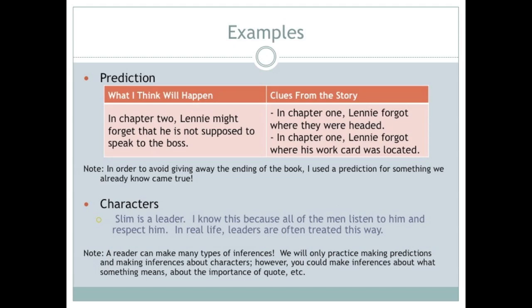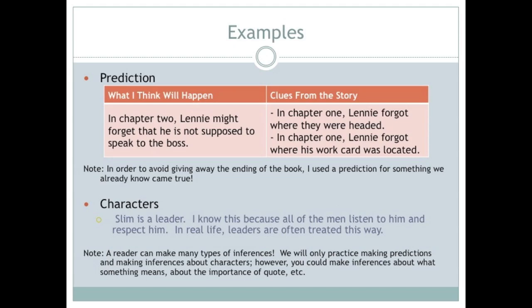These were examples from the story, but I also had some background information. I know that sometimes when people forget important things, they're more likely to forget something else. In this case, George stressed that Lenny wasn't supposed to talk to the boss. I had a feeling that once again, Lenny might forget. And I knew this based on the clues from the story and from my own experiences.